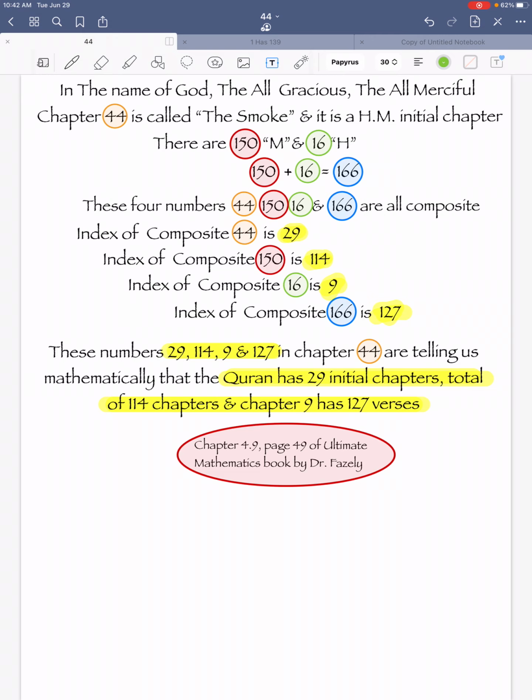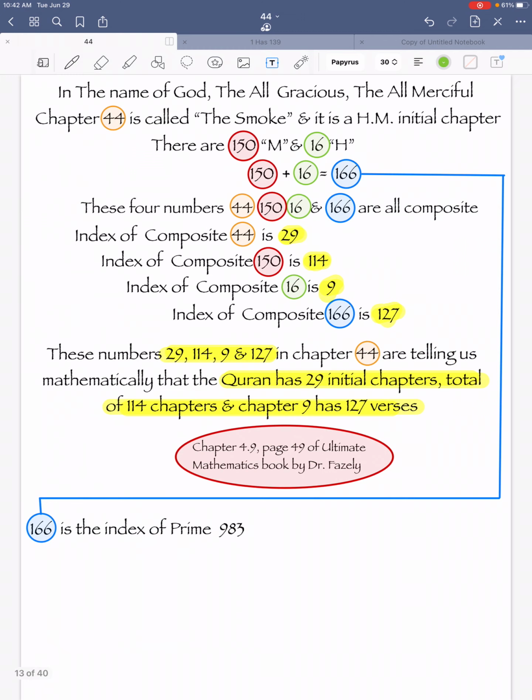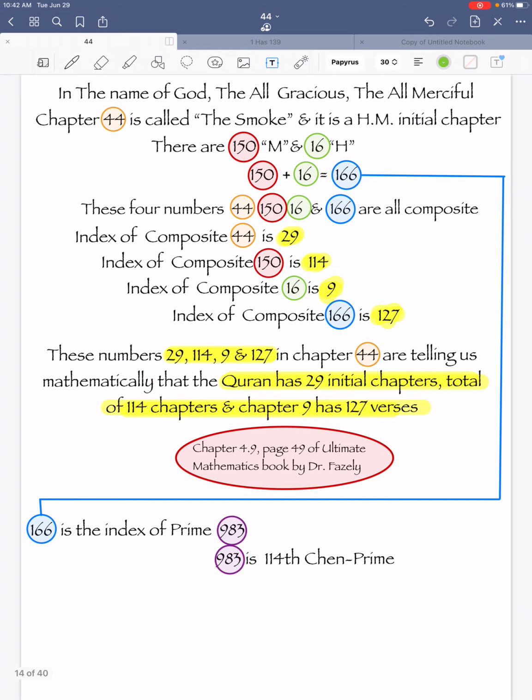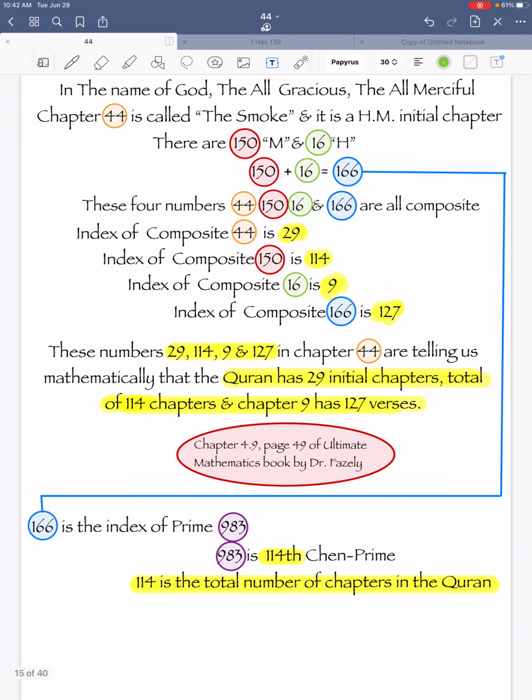Let's take a look at another number here, 166, which is the total number of initials ha and meme. 166 is the index of prime 983. And 983 is 114 Chen prime. Once again, 114, which is the total number of chapters in the Quran. God telling us here in chapter 44, mathematically, that there are 29 initial chapters, 114 total chapters, chapter 9 having 127 verses. Easy math to follow.